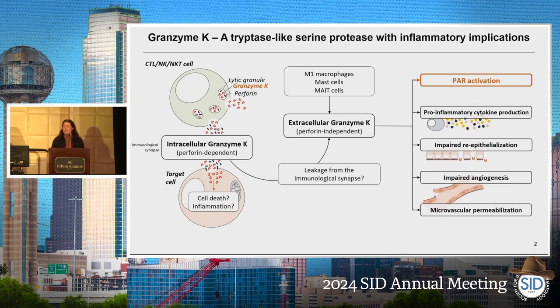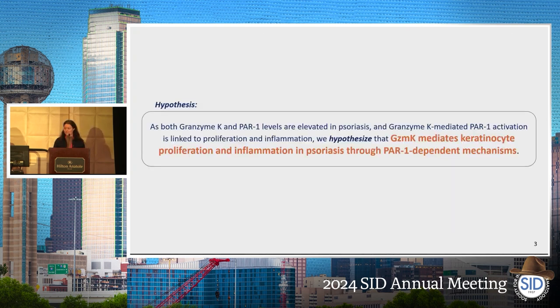In protease-activated receptor 1 in particular, cleavage and activation by GzmK has been shown to induce the release of various pro-inflammatory cytokines as well as proliferation of various cell types. And so as both GzmK and PAR1 levels are elevated in psoriasis, and the fact that GzmK-mediated PAR1 activation is linked to both proliferation and inflammation, which are two disease hallmarks of psoriasis, we hypothesize that GzmK might mediate keratinocyte proliferation as well as inflammation in psoriasis through PAR1-dependent mechanisms.